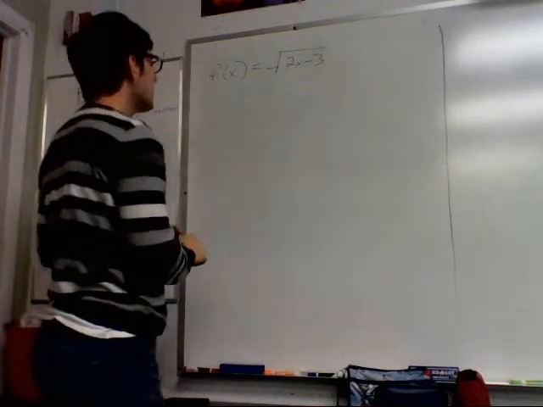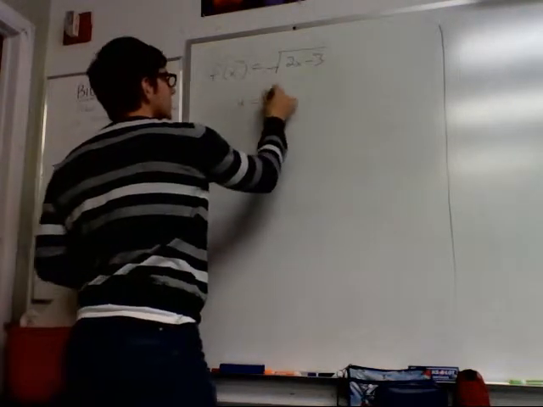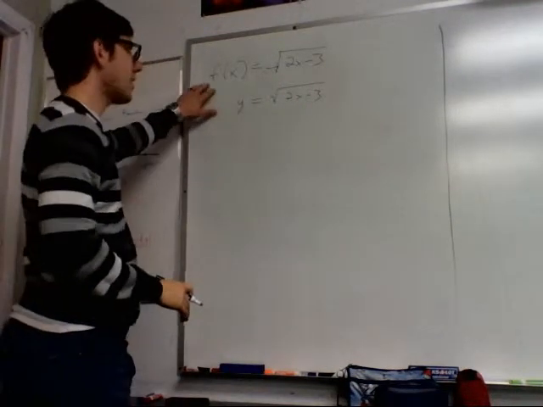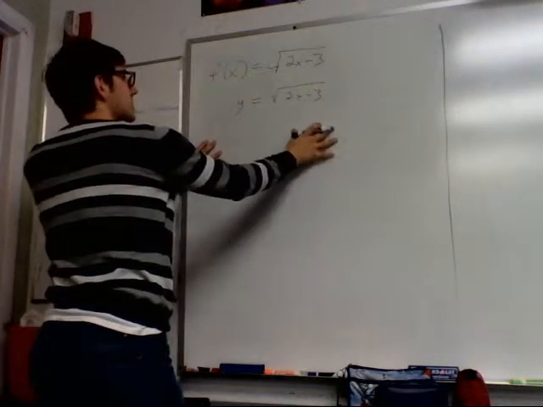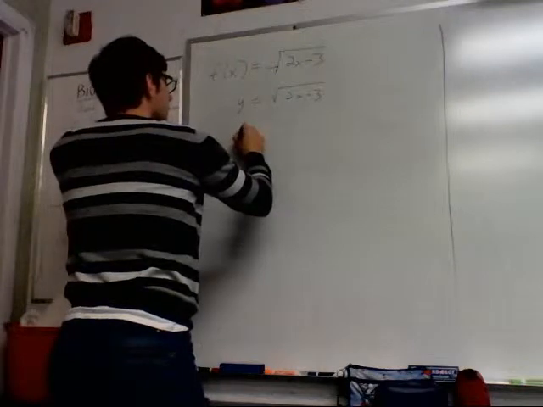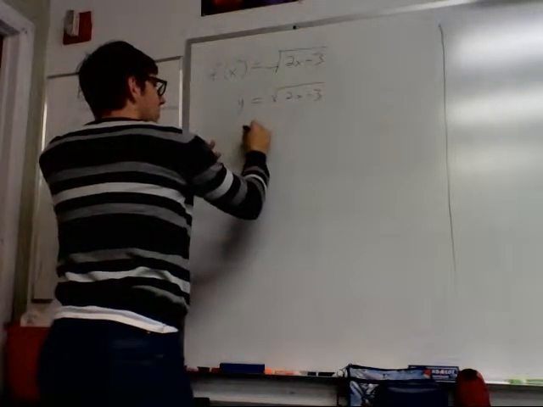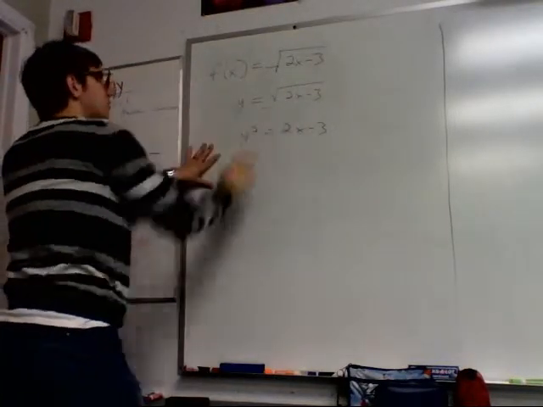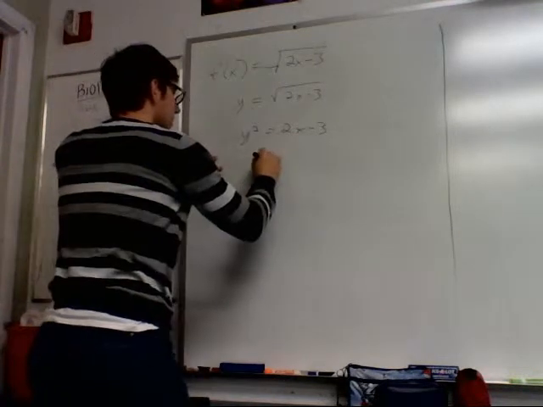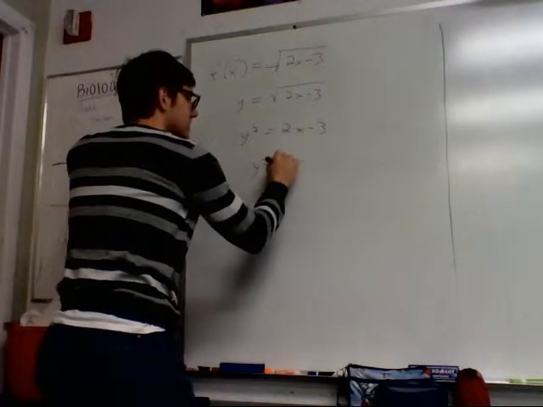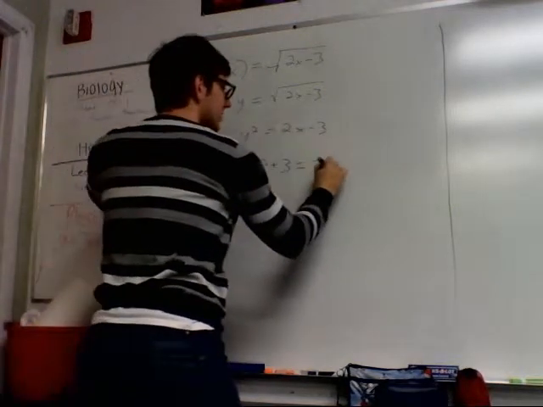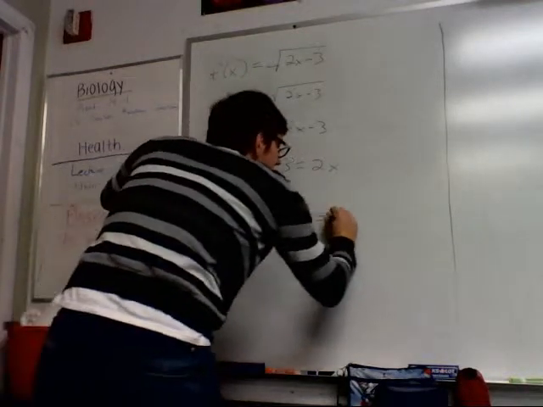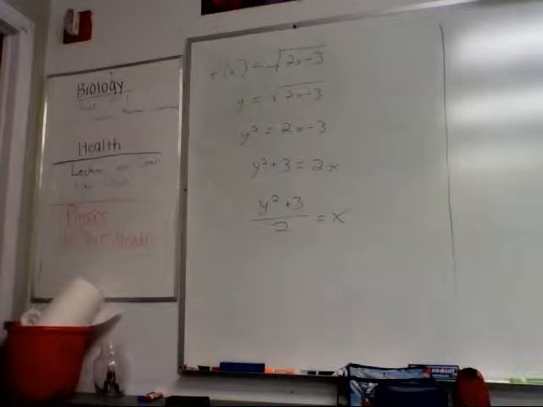Let's substitute y equal to the square root of 2x minus 3. That's the first step: substitute y for the function. Now we want to get x on a side by itself. So we have to get rid of the square root. If we raise both sides to the power of 2, it will disappear, so we get y squared equals 2x minus 3. Then y squared plus 3, canceling out the 3 on this side, equals 2x. Now y squared plus 3 divided by 2 equals x. That's what we want.